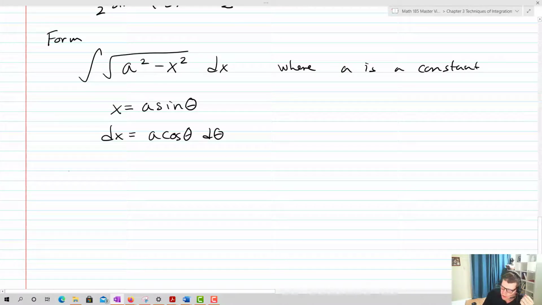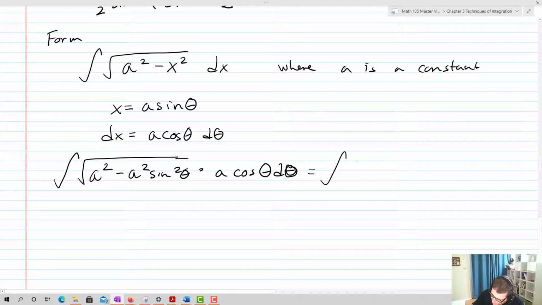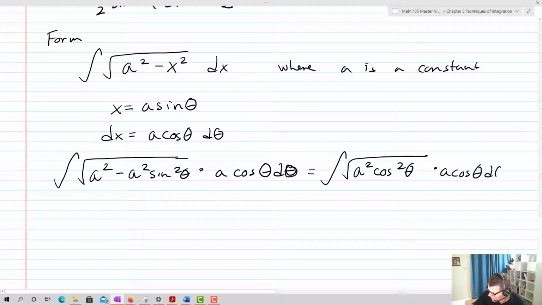So when we do our substitution, what we'll end up with is the integral of the square root of a squared minus a squared sine squared theta times a cosine theta d theta, okay, which is going to equal the integral, and it'll end up being the square root of a squared cosine squared theta, once we actually do our algebra, times a cosine theta d theta, which just ends up equaling the integral of a squared cosine squared theta d theta.